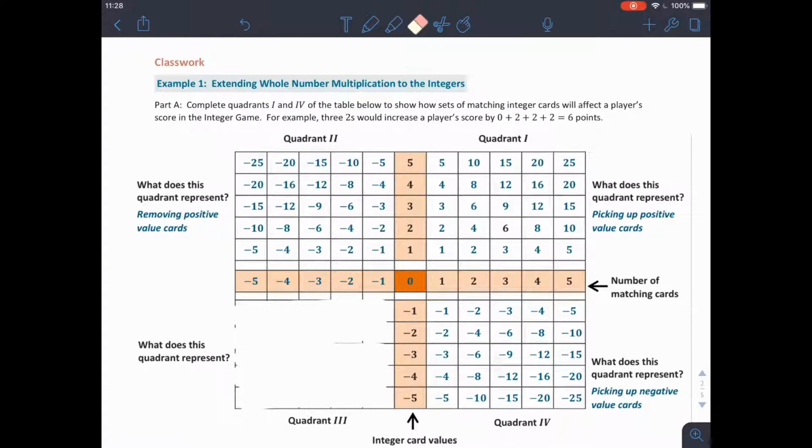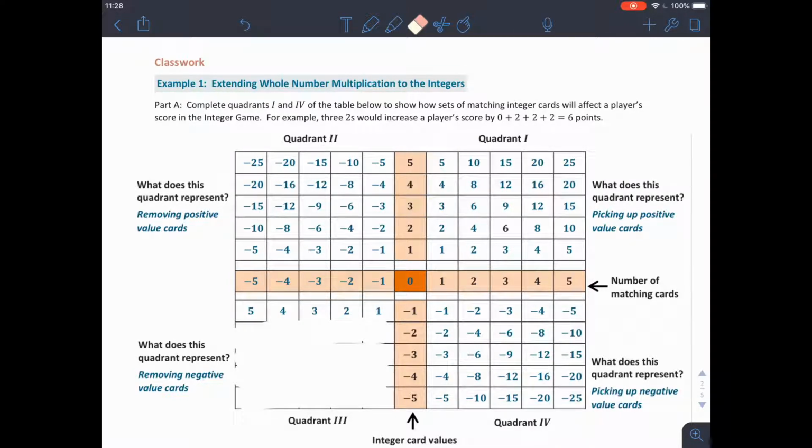So then we're left with quadrant 3, our quadrant that has all negative numbers. And this quadrant represents removing our negative value cards. So let's say whatever my score was, and I removed a negative 1 card.